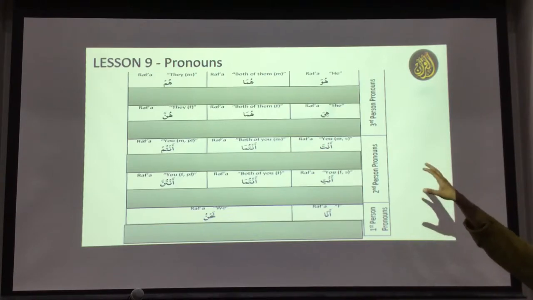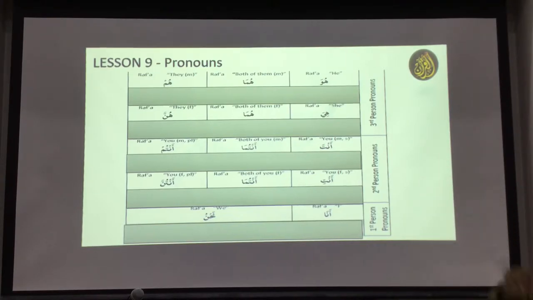Also, if you look at the chart, all of them have a thing called rafa. So what is rafa? What are the four properties? One of the properties is rafa. Which one is it? Is it status, number, gender, or type? Status. So we already know the status also. In pronouns, we know the type, the fourth one. It is always proper. We also know the status. When the pronoun is independent, the status is always rafa.